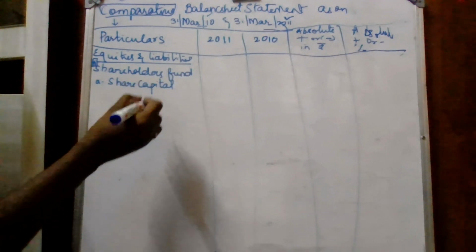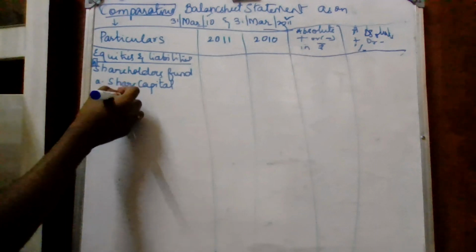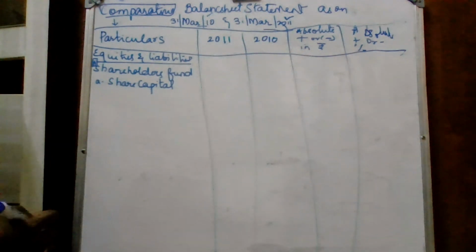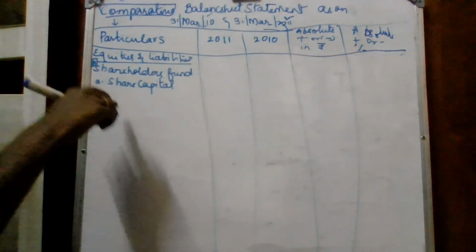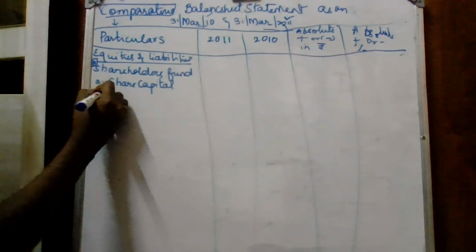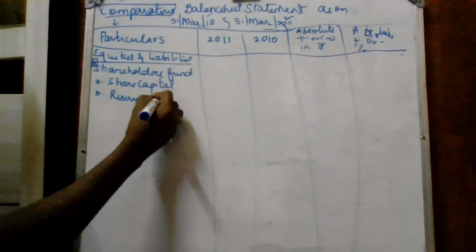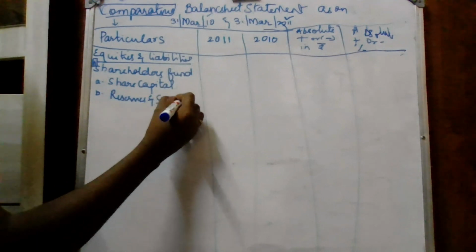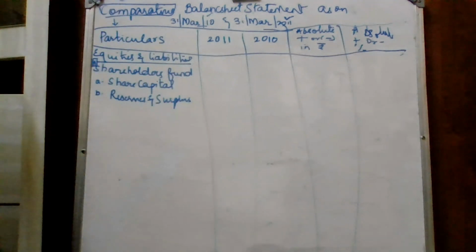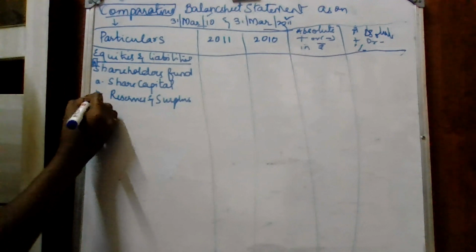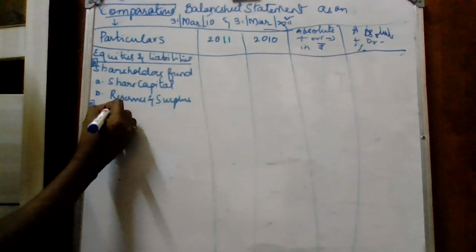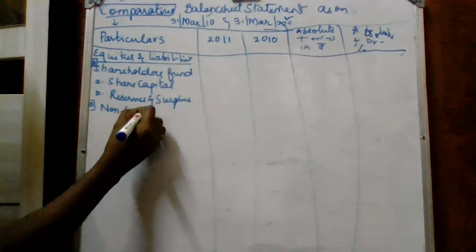If there are any notes given under share capital, you might have equity share capital and preference share capital. You have to prepare a note and then come back to write the amount here. Then reserves and surplus, the accumulated reserves and surplus which belong to the company. Next, B is non-current liabilities.